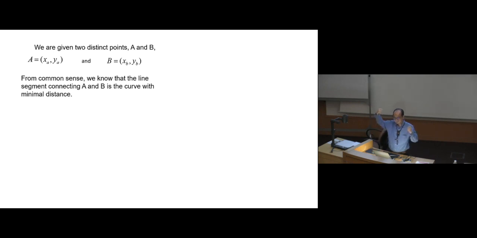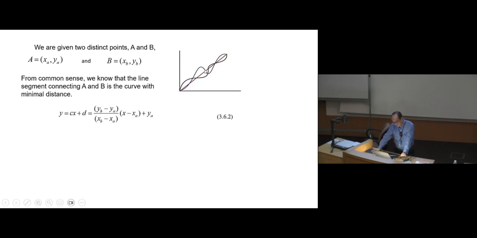From common sense, it should be the line connecting those 2 points. That's the common sense. Those 2 points, what is the curve which has the shortest distance? Of course, it should be the line. Of course, if we express this line equation with those two boundary conditions, when at xa the value is ya, xb's value is yb, then this is the equation.